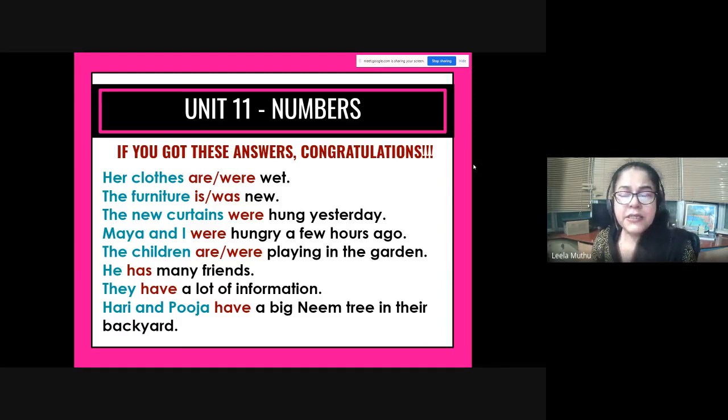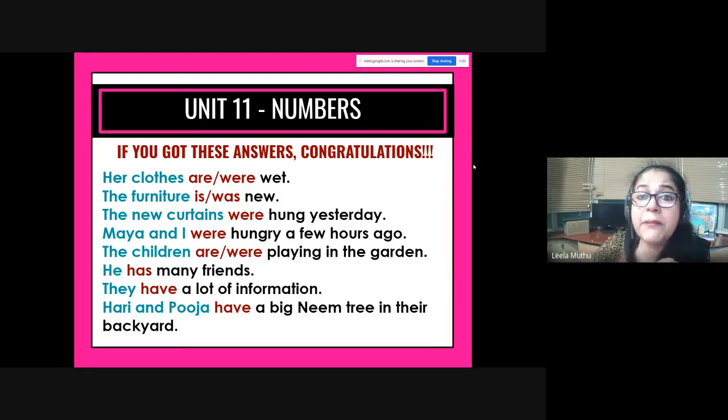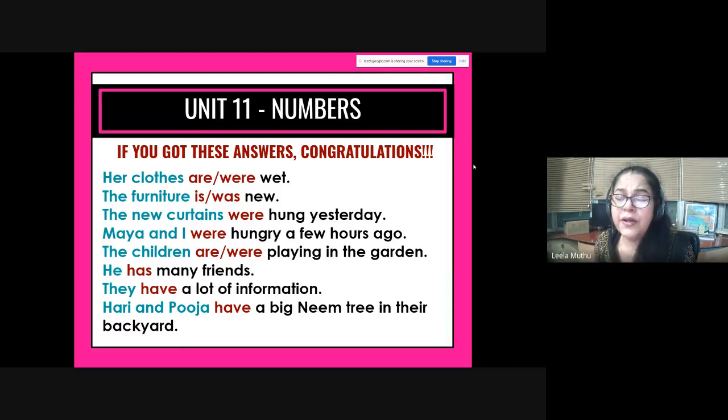The new curtains dash hung yesterday. Now you saw the word yesterday, which means it happened in the past. So you cannot use is or are, I mean, or was, okay? Because curtains are in the plural, and this happened in the past. So you have to use was or were. So can you say the curtains was hung yesterday? No. The curtains is a plural subject, so you will use a plural verb, were.